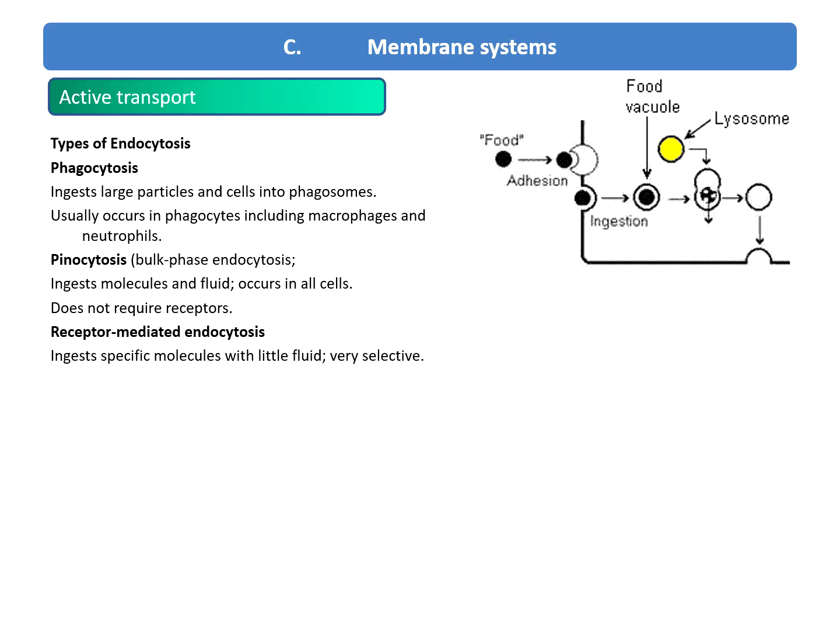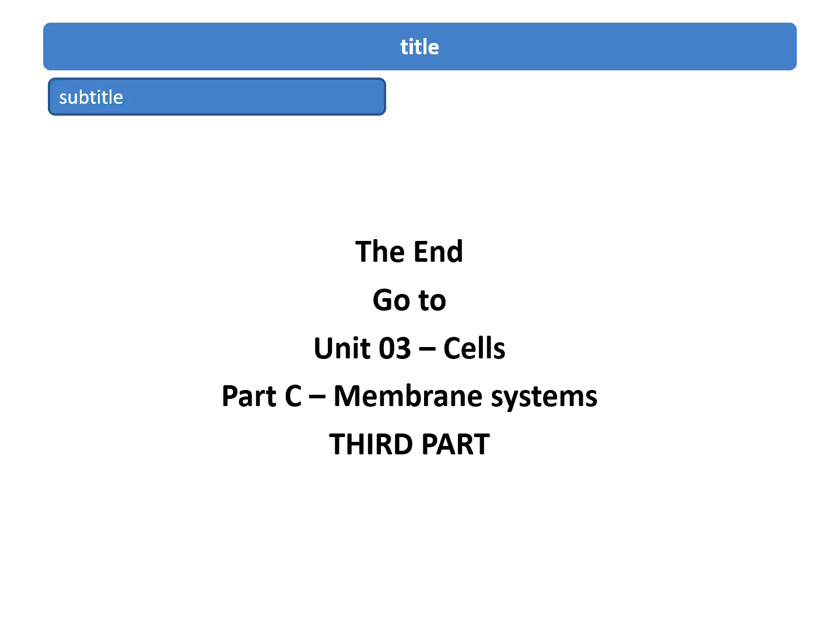Receptor-mediated endocytosis does require receptors, and it ingests specific molecules. It's very selective and does not ingest a large amount of fluid. It's more complex than other forms of endocytosis. And this is the end of the second part of Part C, membrane systems. You're now ready to progress to the third part.